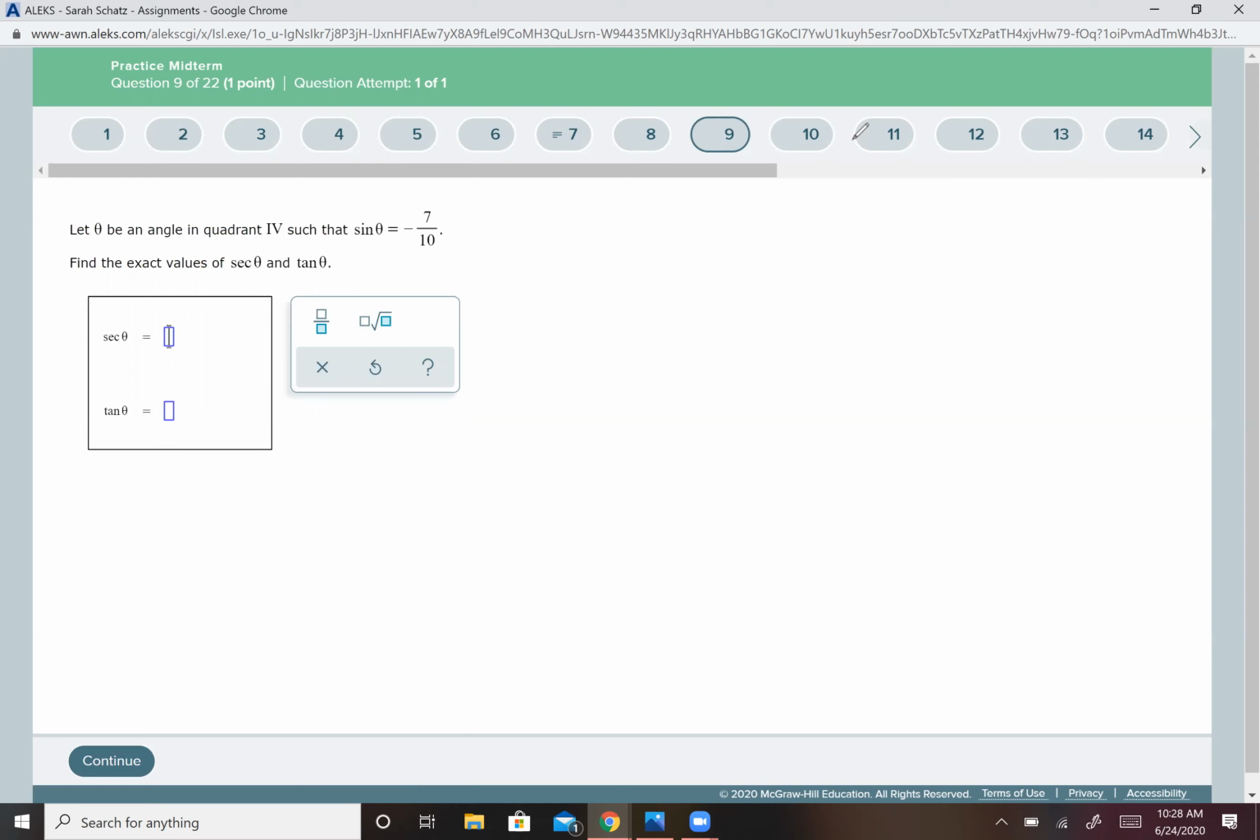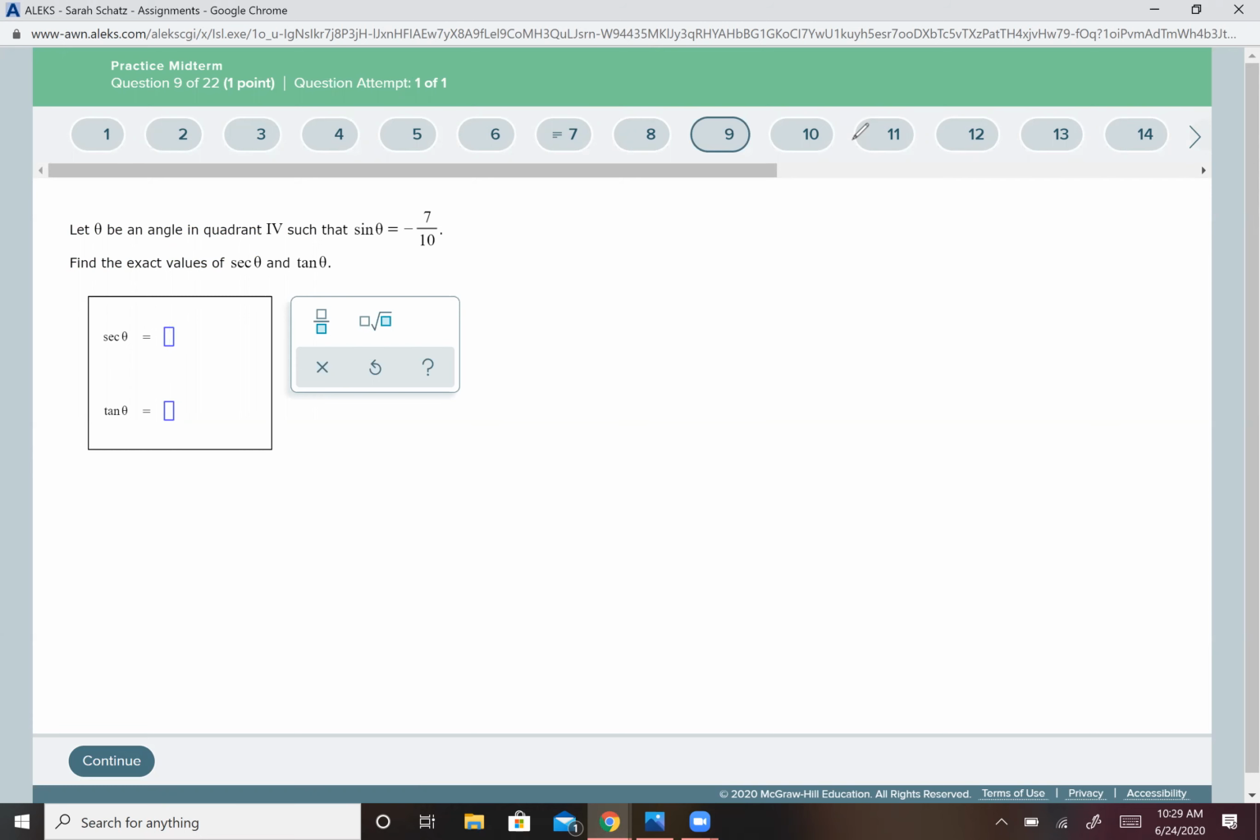Okay, so let theta be an angle in quadrant 4. So I know that this angle is in quadrant 4 so far. And I know that the sine is -7/10. So you guys, this is another question where we're going to use values for x, y, and r. It just gives me different values to start with.